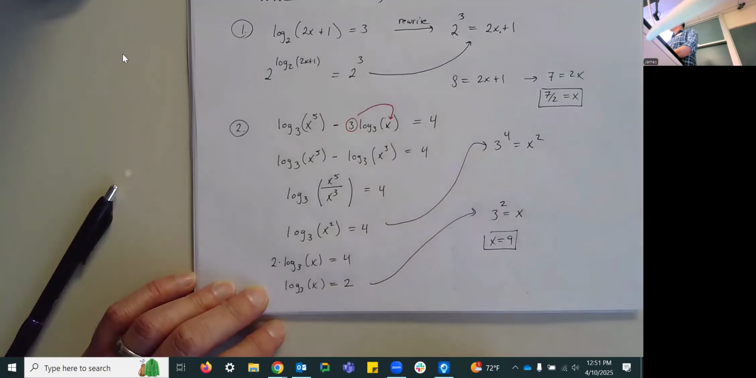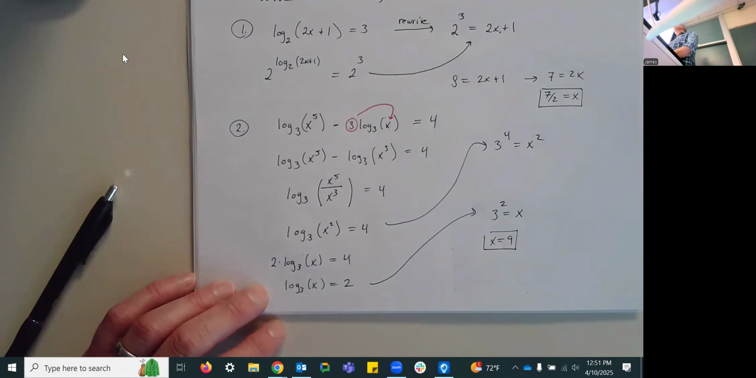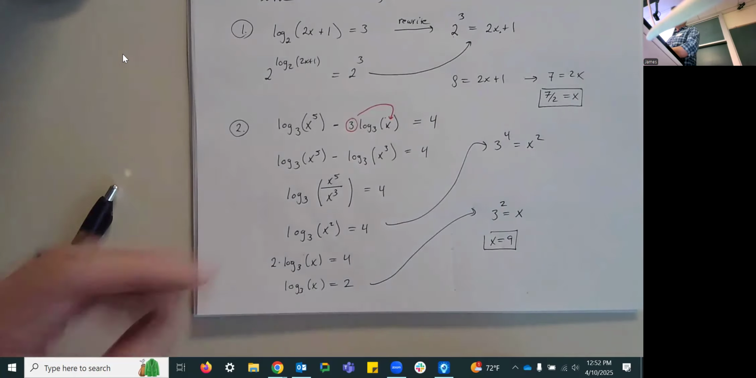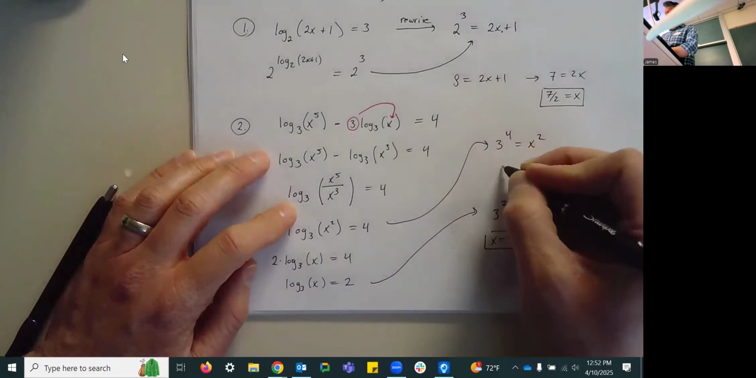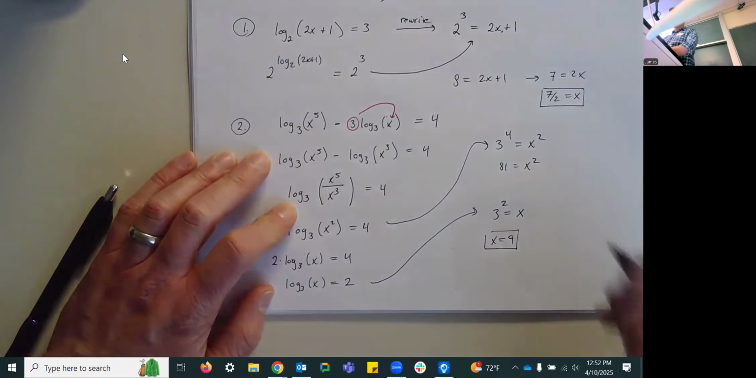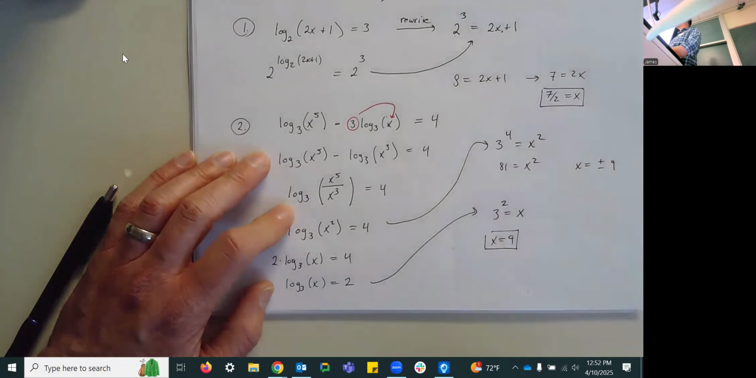It's always a tricky one, right? Because you're like 3 times 3 is 9, times 3 is 27, times 3 is, it's easier to do 3 times 3 is 9, and 3 times 3 is 9, and 9 times 9 is 81. So then you're trying to solve 81 equal to x squared. If you think about all the solutions, x equal to positive 9 or negative 9.